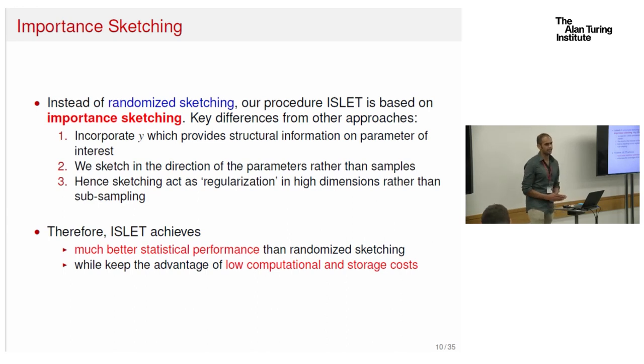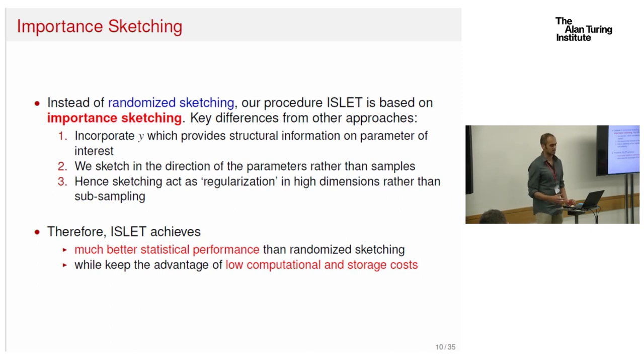Okay, so the key idea that we're going to use here is, instead of randomized sketching, which, as I said, doesn't seem to give statistically good performance a lot of the time, one way to think about our procedure is that we're going to do importance sketching instead. In a nutshell, we're trying to sketch in directions that are important, that capture the low rank structure, so that we get good statistical performance along with the computational advantage.